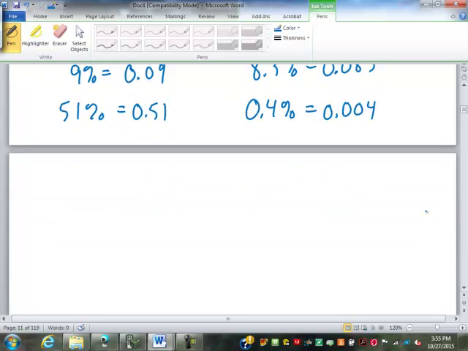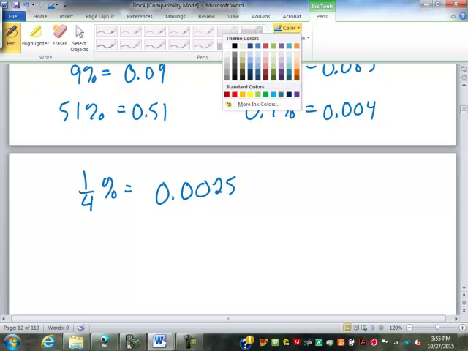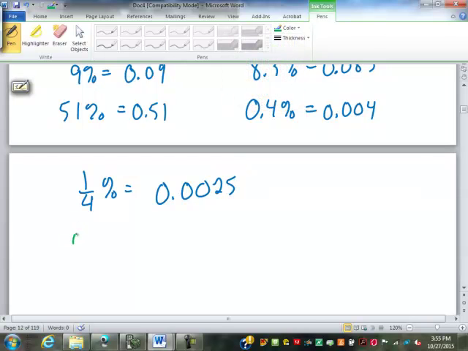And here's the one I always get people on. 1/4% is going to become 0.0025. There it is. 0.0025. Good. Most people just yell out 0.25. But if you change that to 0.25, that's still a percent. Now we have to divide by 100, which will get us to the 0.0025.